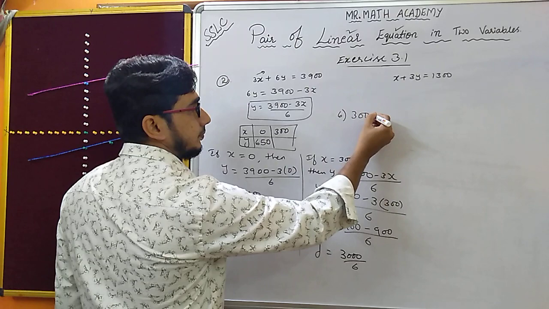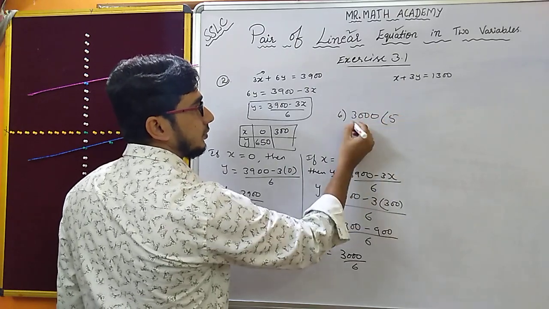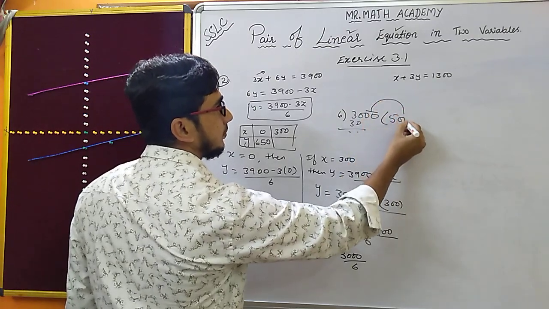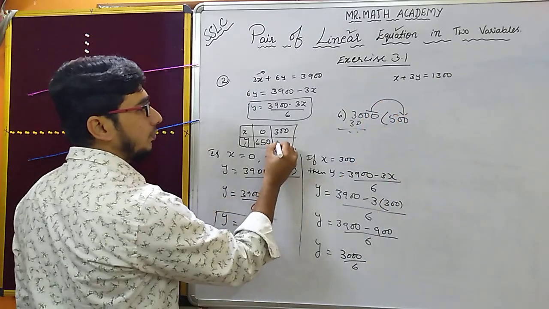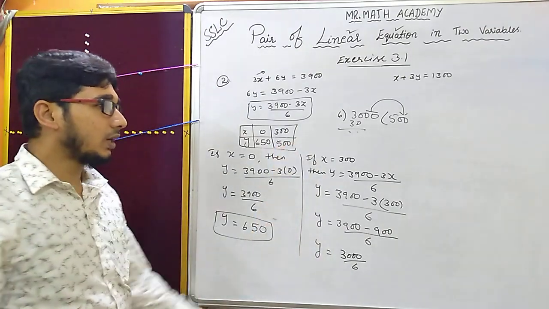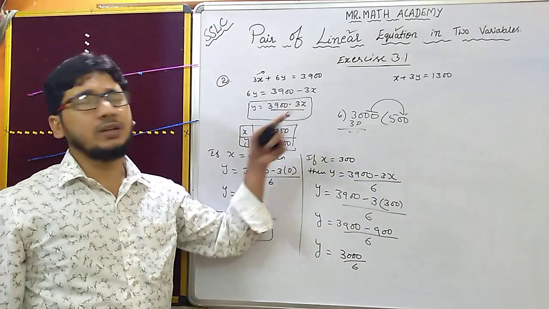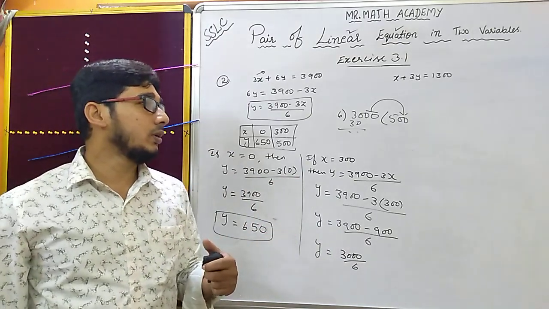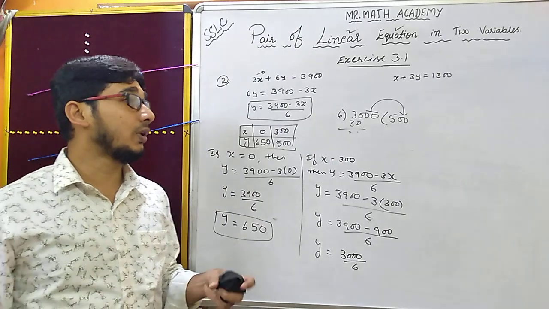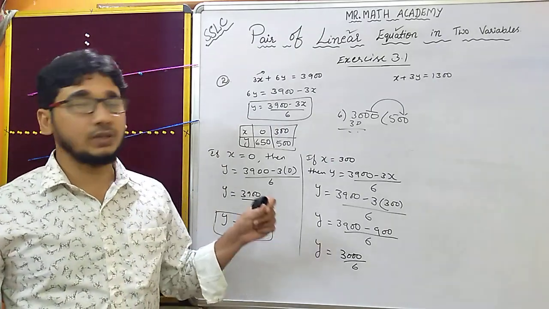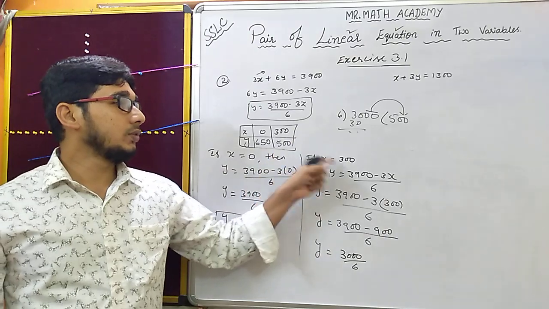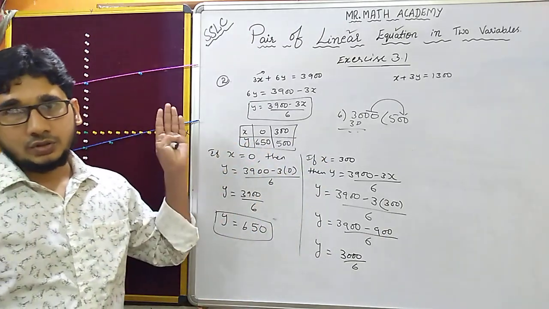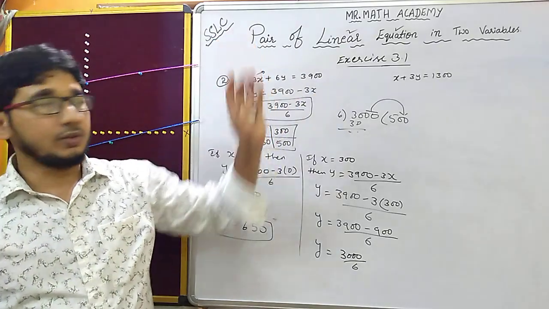3,000. 6 5s are 30. Completely divided. These two zeros are remaining, shift here. It will become 500. That is the reason I took 300. You can take any value, 1, 2, 3, 4, but think about which value lets you calculate very easily. So I took 300. Now you got these 2 points. We can draw one straight line easily. Let us go for the next equation.